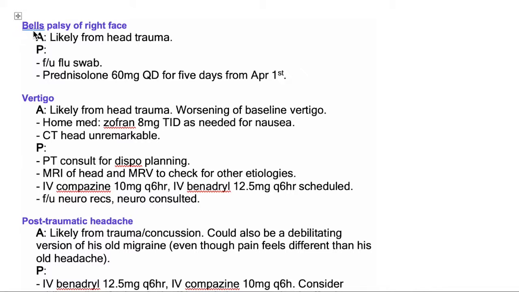So the number one problem is the Bell's palsy of the right face. For etiology, I wrote it's likely from the head trauma because trauma is something that can give you Bell's palsy. And for plan, I was going to follow a flu swab because viral illness can sometimes give you Bell's palsy. And I was going to give him prednisolone 60 milligrams daily for 5 days from April 1st.